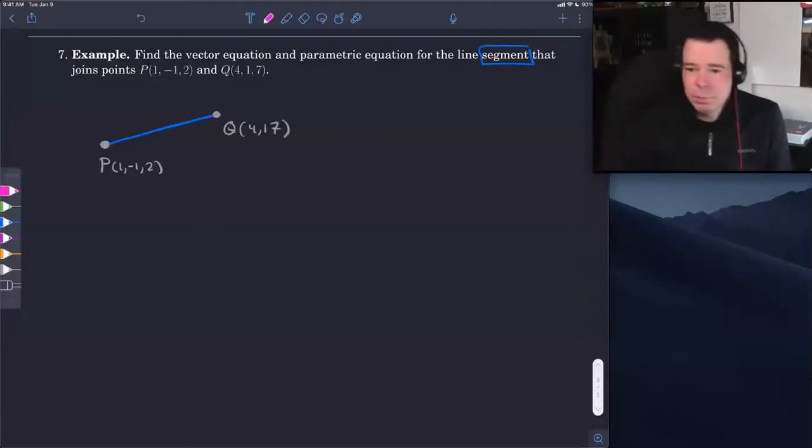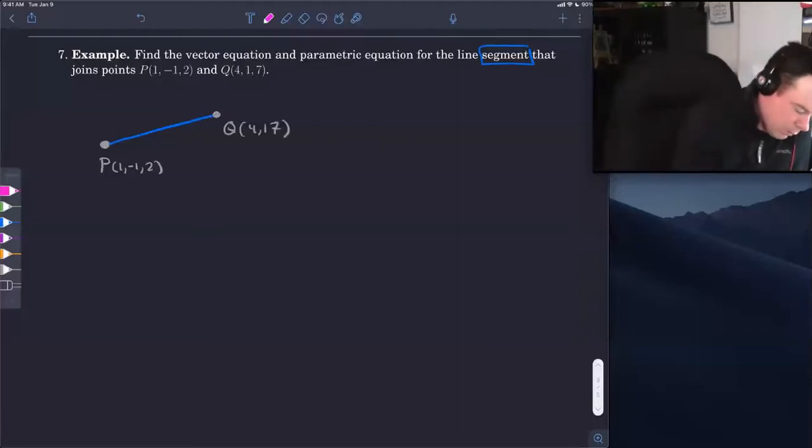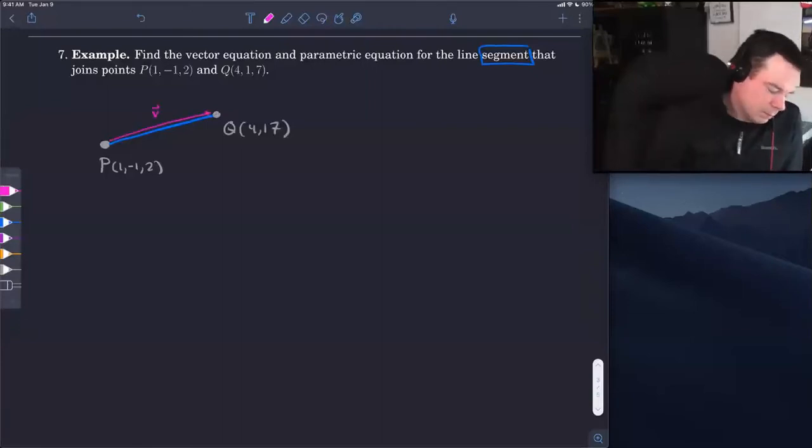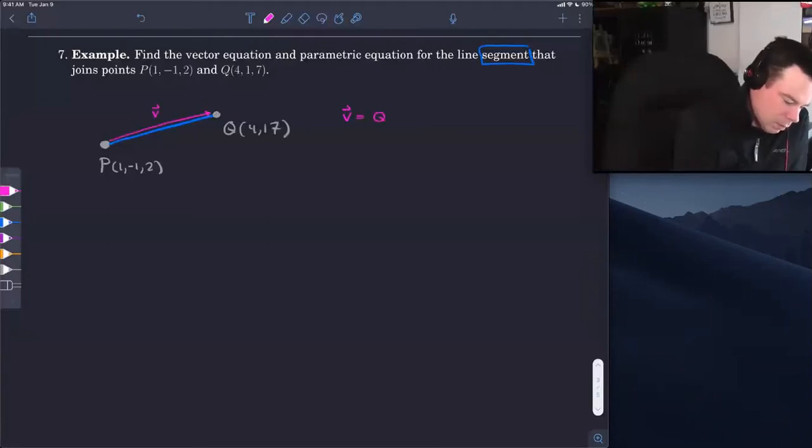The idea is we can proceed just as we've done before. We'll find the vector that goes from one point to the other. Let's say that that's vector v. Vector v is going to be the vector that points in the direction of the line segment. We can get it as tip minus tail. So it's the vector from P to Q, and it would be tip minus tail. 4 minus 1 is 3. 1 minus negative 1 is 2. 7 minus 2 is 5.